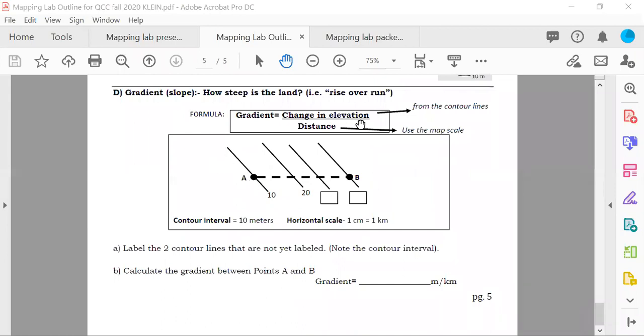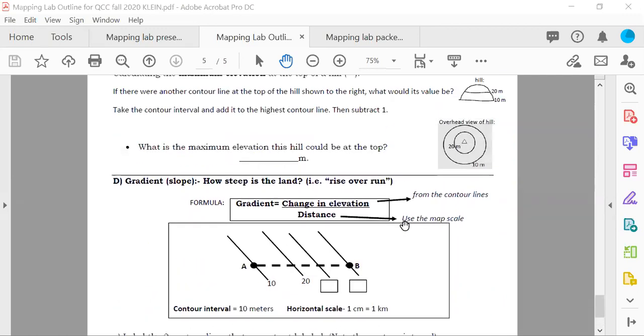You do the change in elevation. You have to figure out what point B would be. So it's 10, 20, 30, 40. And then you get the difference between B and A. And then you would measure that line. The horizontal scale is 1 centimeter equals a kilometer. So you would actually take a ruler and measure between A and B. And then you would do the calculation.